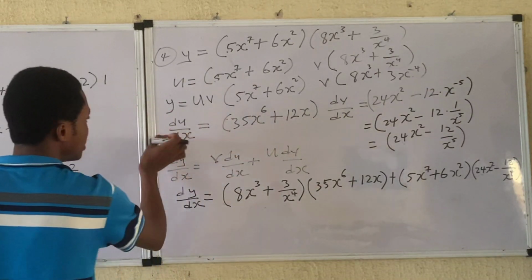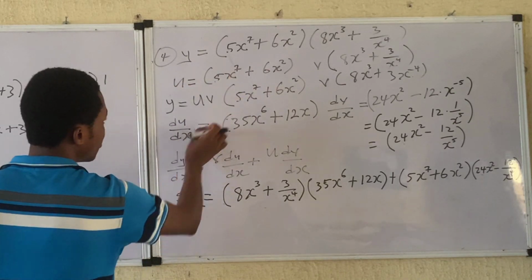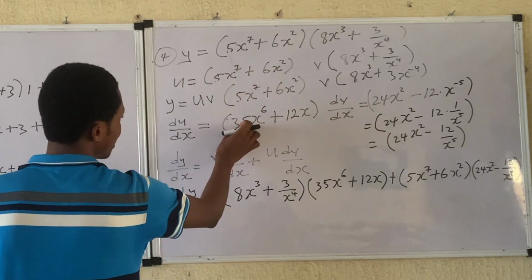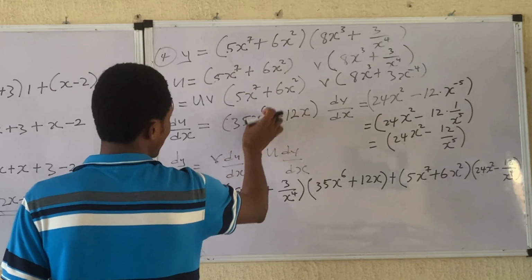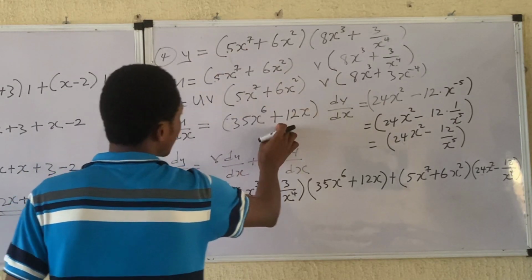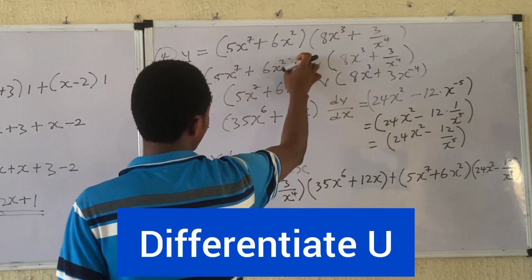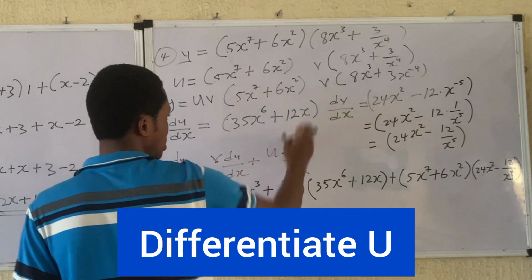Now differentiating u with respect to x, we have 7 times 5 will give you 35, removing 1 from the power, x raised to the power 6. So x raised to the power 7 minus 1 gives x raised to the power 6, plus 2 times 6 will give you 12. Removing 1 from 2, 2 minus 1 will give you 1, which is the one we have here.